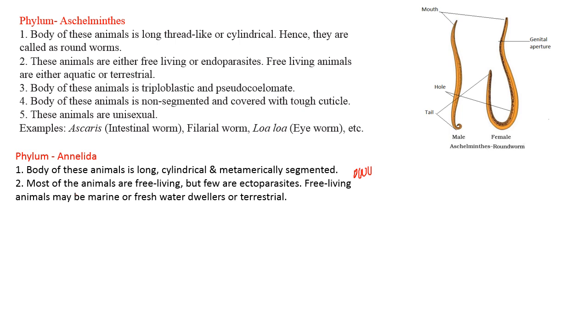Free living animals may be marine or freshwater dwellers or terrestrial. Those who are free living can be marine, means they can be found in seawater, also they can be in freshwater, or they can be on land also.